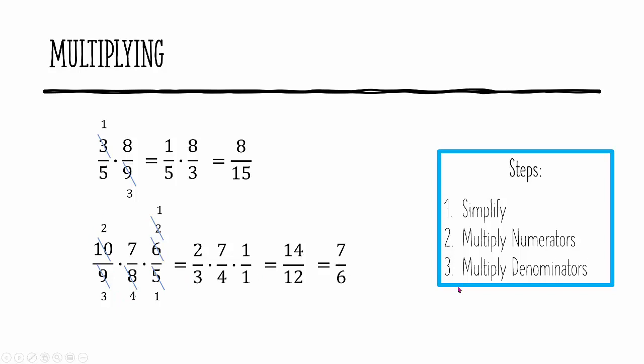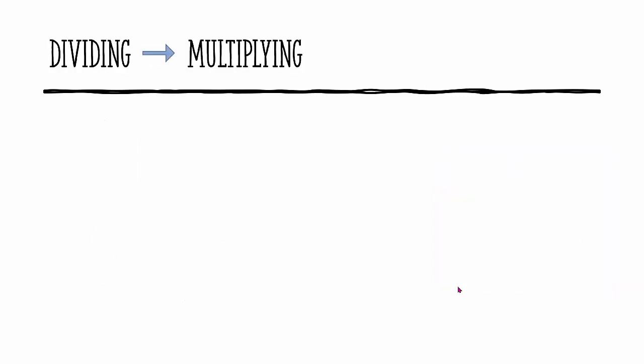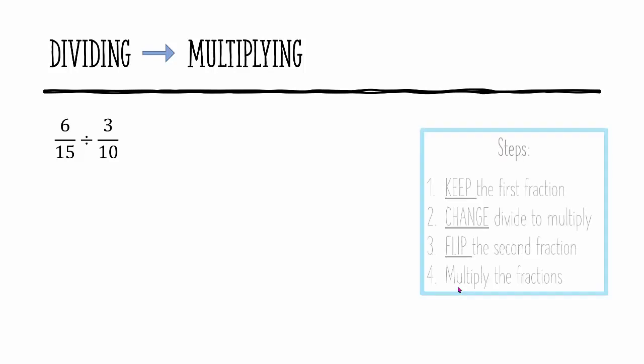All right, so we got one more thing to cover, and that's dividing. Good news is dividing really is just a multiplying problem with a little tweak to it. So you don't actually do dividing, which is kind of weird. So let's have an example here, 2 fractions being divided. 6/15 divided by 3/10. Like I said, that's going to change into a multiplying problem.